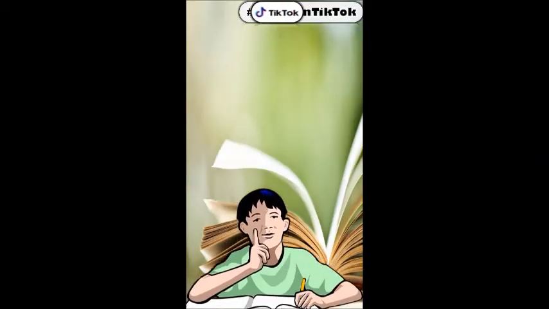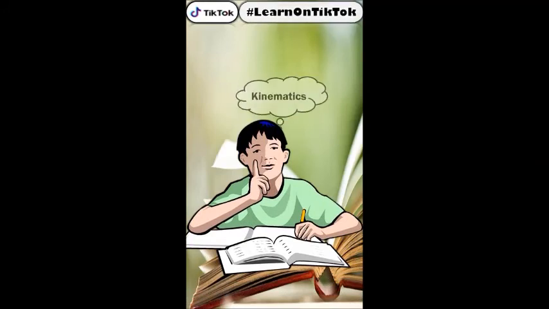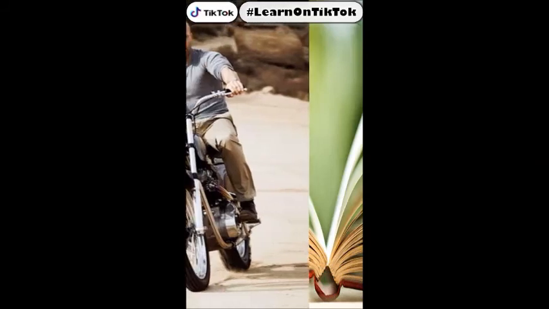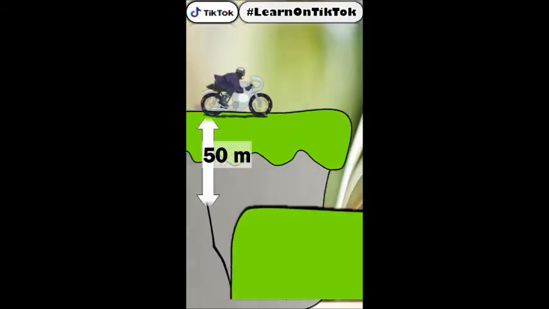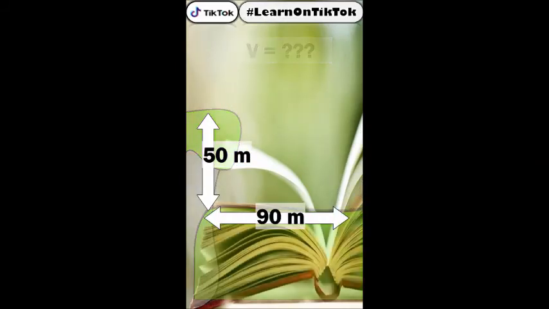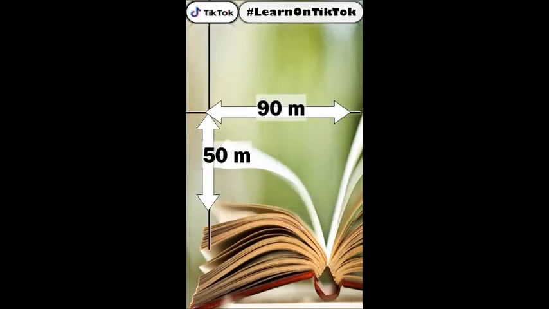Solving projectile motion problems requires basic knowledge in kinematics and vector quantities. Consider this example. Shaw drives a motorcycle horizontally off a 50 meter cliff. How fast must the motorcycle leave the cliff to land on ground level below, 90 meters from the base of the cliff? It is important to illustrate or draw diagrams when solving problems that involve vector quantities, hence projectile motion.